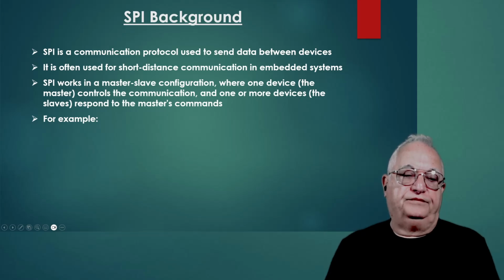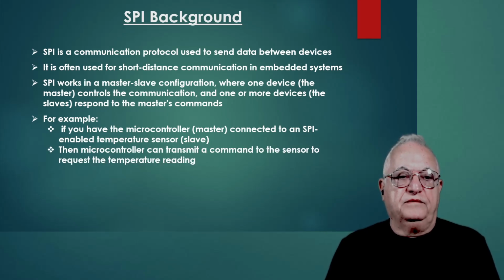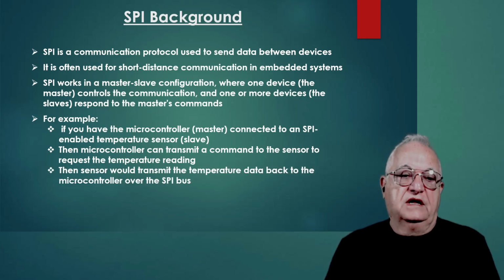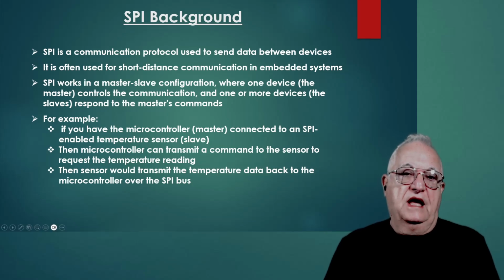For example, if you have a microcontroller, which is the master, connected to an SPI-enabled temperature sensor, which would be the slave, then the microcontroller can transmit a command to the sensor to request a temperature reading. The sensor would transmit the temperature data back to the microcontroller over the SPI.